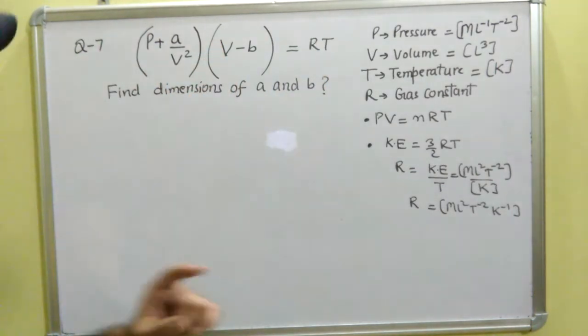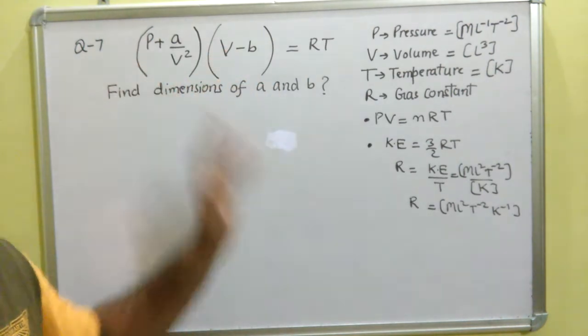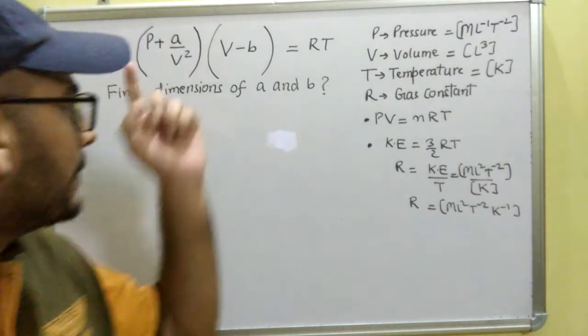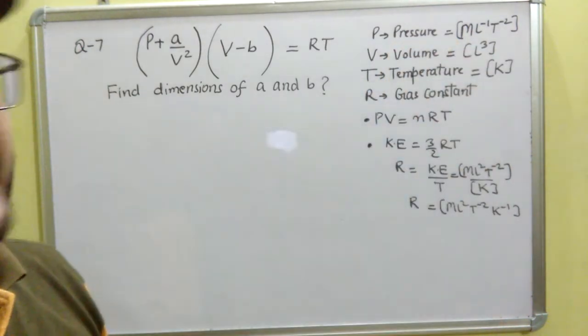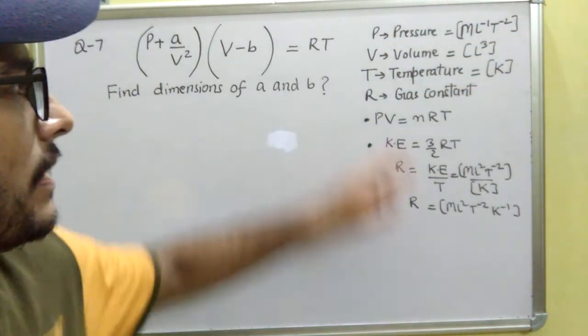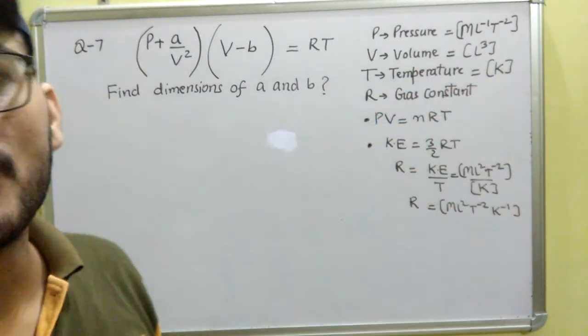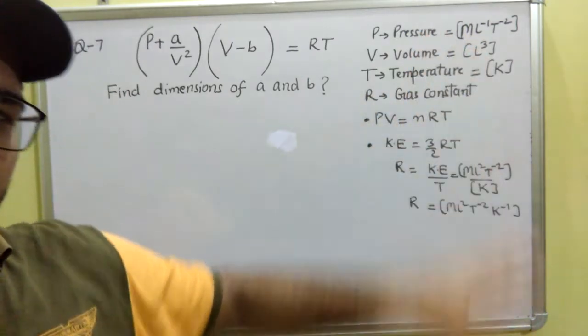The van der Waals equation you will be studying in chemistry. Here we will be calculating the dimensions of a and b from this equation. Now here p is given to you, pressure. The pressure dimension we know is force by area, M L minus 1 T minus 2. Volume is L cube. T is your temperature over here. The temperature dimension formula is K, its unit is K, so from there we have the same dimension formula K.